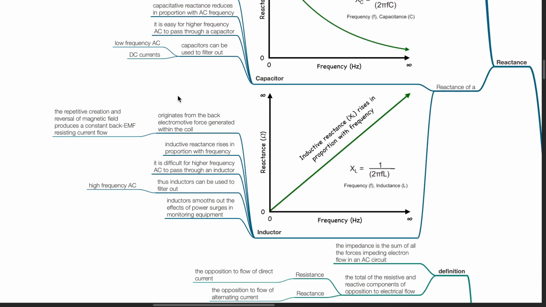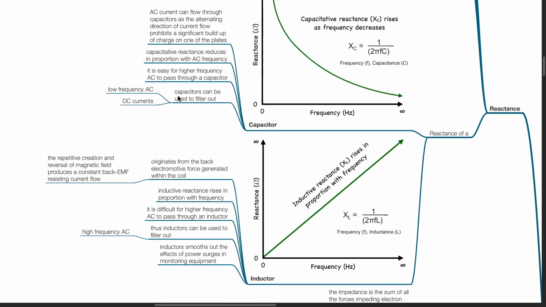Reactance of an inductor originates from the back EMF generated within the coil. The repetitive creation and reversal of the magnetic field produces a constant back EMF resisting current flow. Inductive reactance rises in proportion with frequency. It is difficult for higher frequency AC to pass through an inductor. Thus, inductors can be used to filter out high frequency AC. Inductors smooth out the effects of power surges in monitoring equipment.